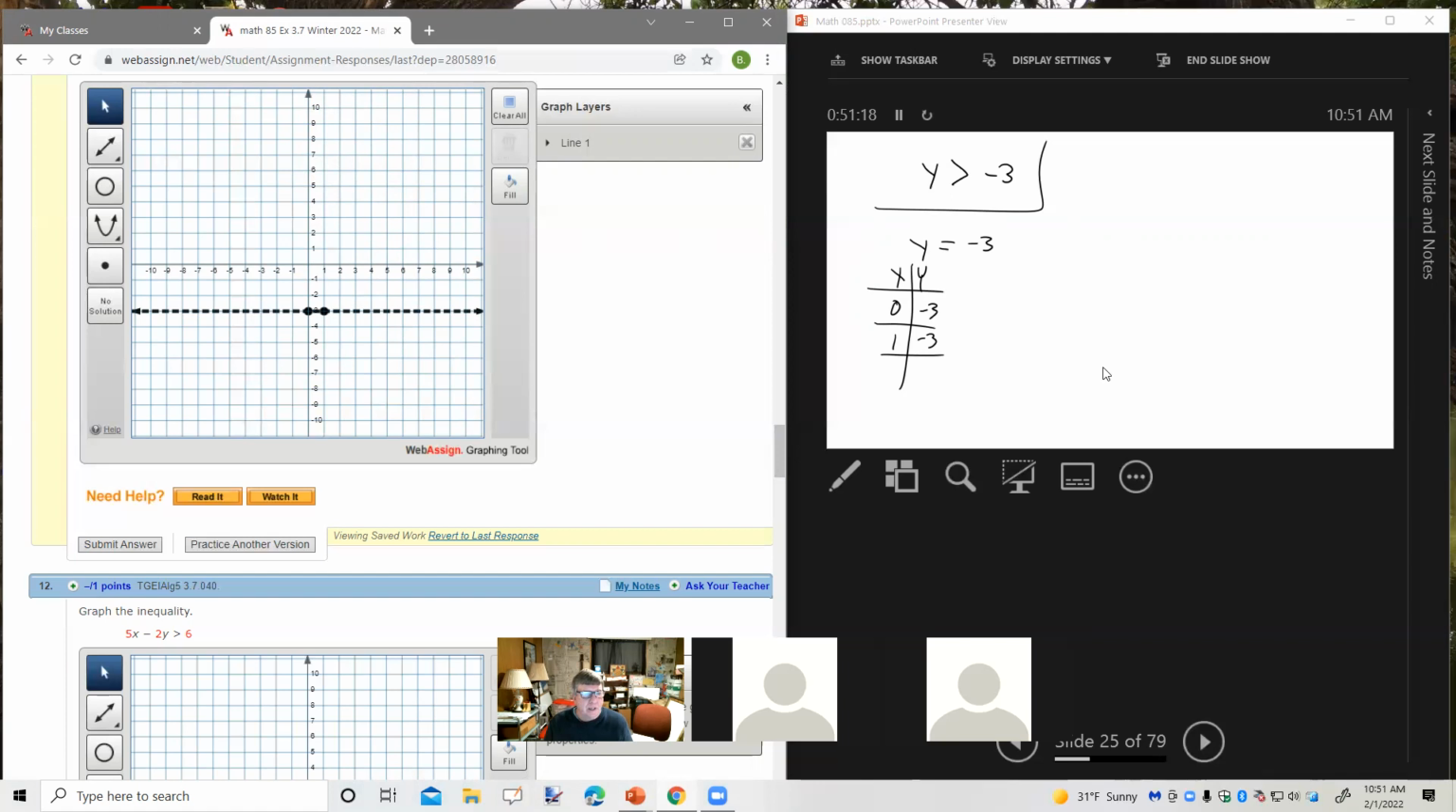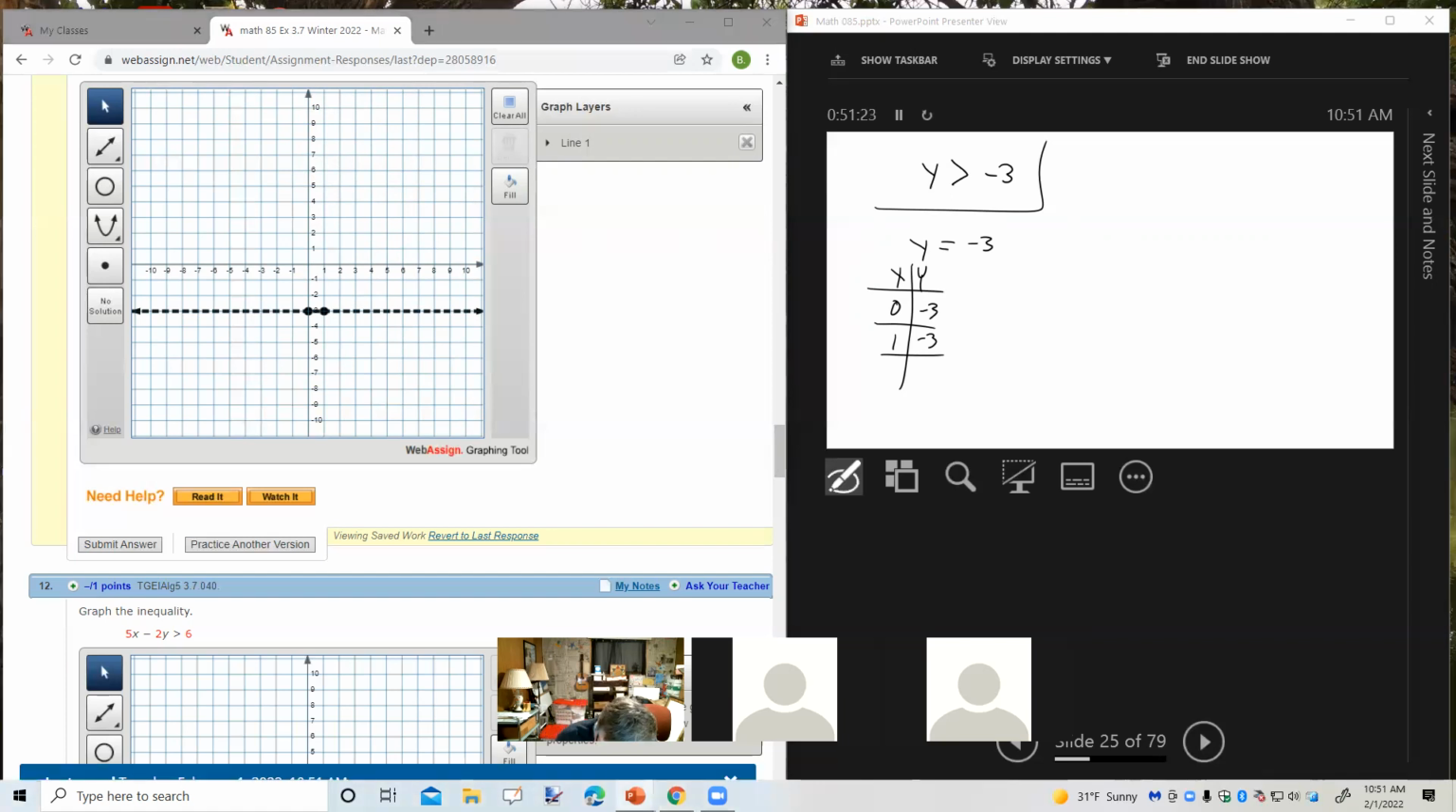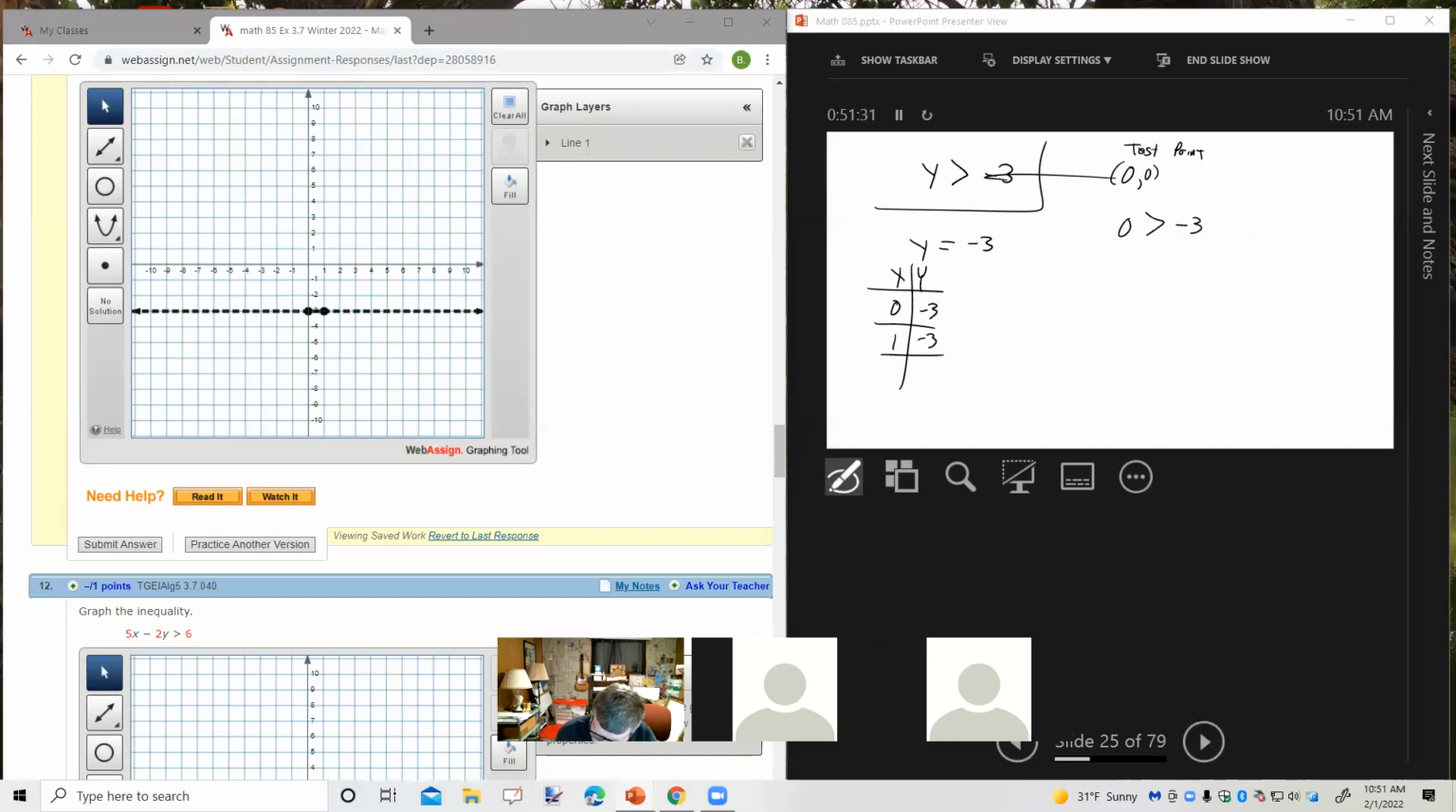Oh, and we certainly could pick a test point of 0, 0. There's a test point. We plug that in, we get 0 greater than -3. Is that true? Yes. So 0, 0 is a correct solution. So we're going to fill above the line. And there you have it.